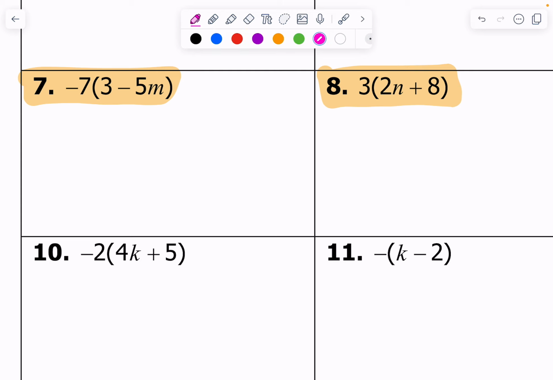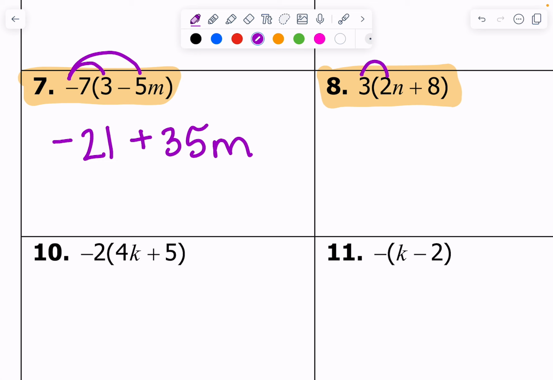Okay, for number 7, negative 7 times 3 is a negative 21. And then we have negative 7 times that minus 5m to give us plus 35m. Then in number 8, we're going to do 3 times 2n, which is 6n. 3 times plus 8 would give us plus 24.